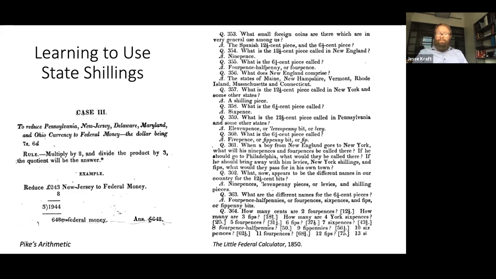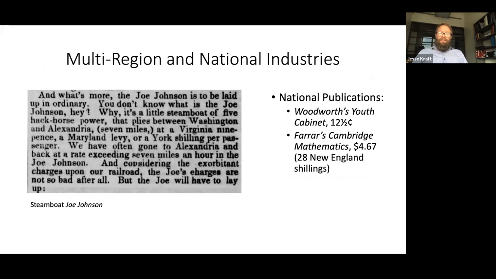So for multi-region and national industries, they were some of the first to calculate fully in dollars and cents, while others would have to list their prices in multiple different states' shillings or pence systems.